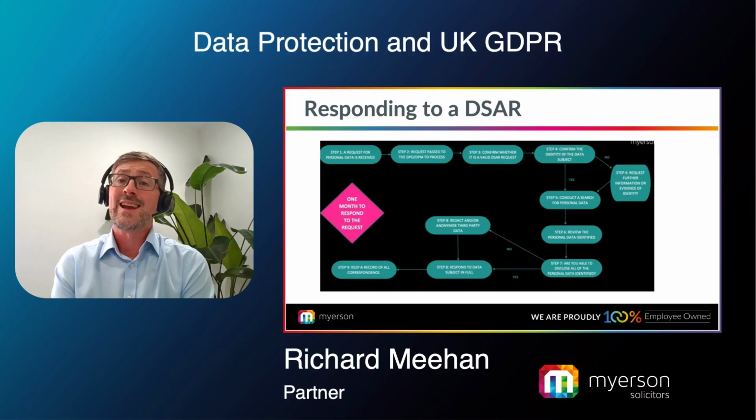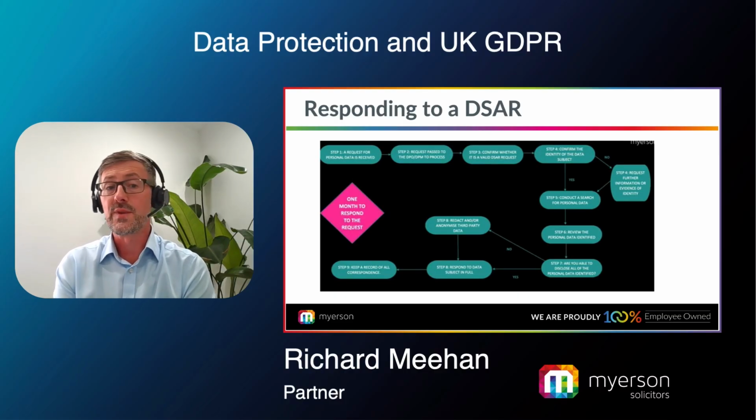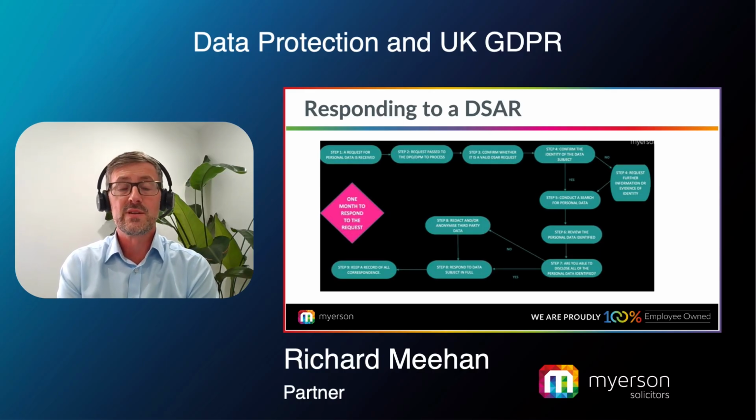You cannot add extra days to the access request when the calendar month is a short month. So if you receive a request on the 31st of January, the last day of January, you must respond by the 28th of February, being the last day of February.